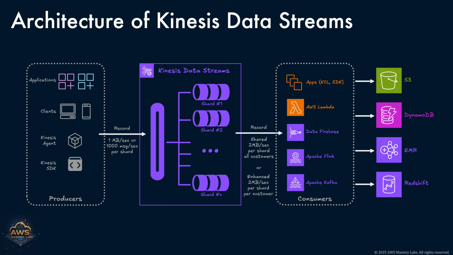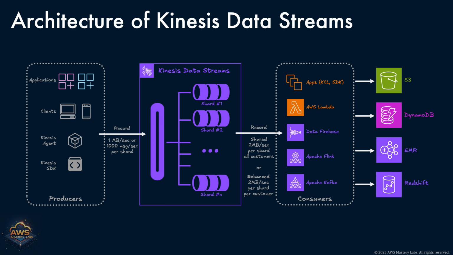On the right, the consumers take center stage. You can build consumer apps using the Kinesis Client Library, KCL, or AWS SDKs for full control, or trigger AWS Lambda functions to run serverless, event-driven analytics. Services like Data Firehose simplify routing data directly to storage or analytics destinations.